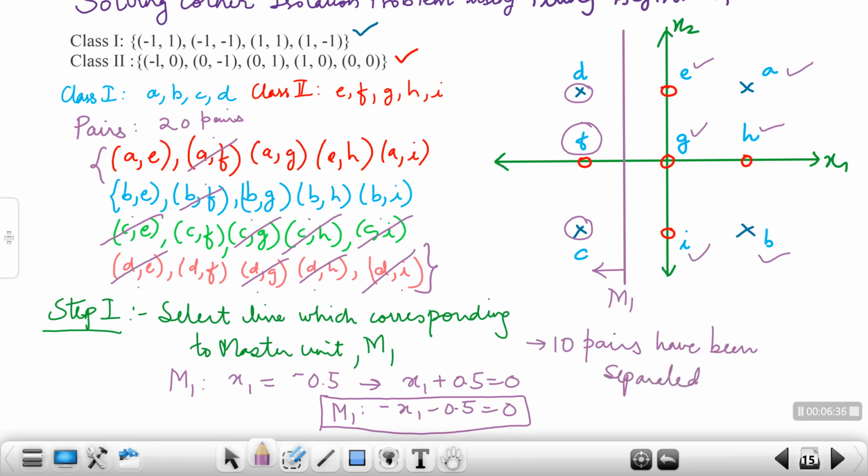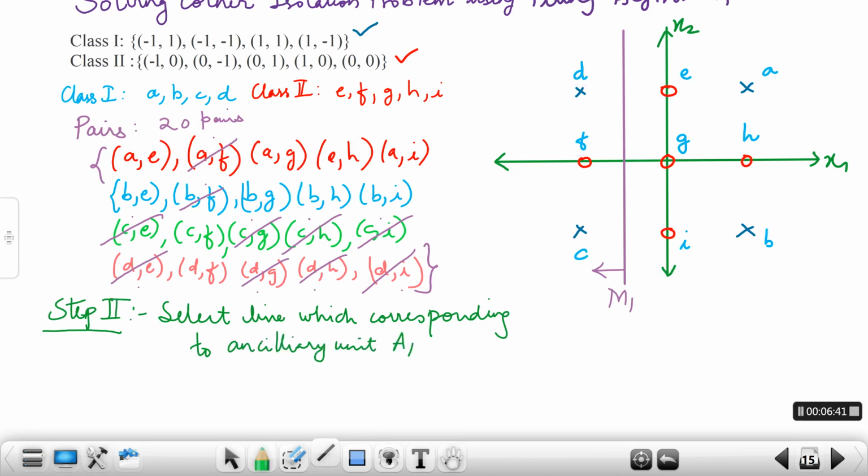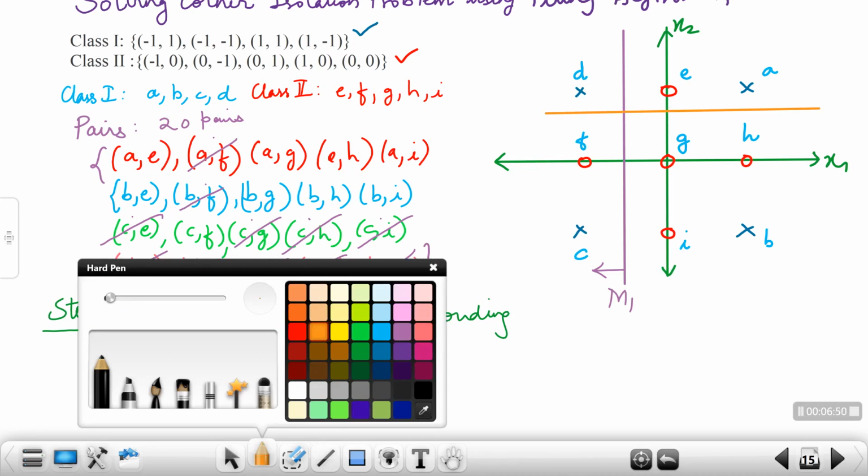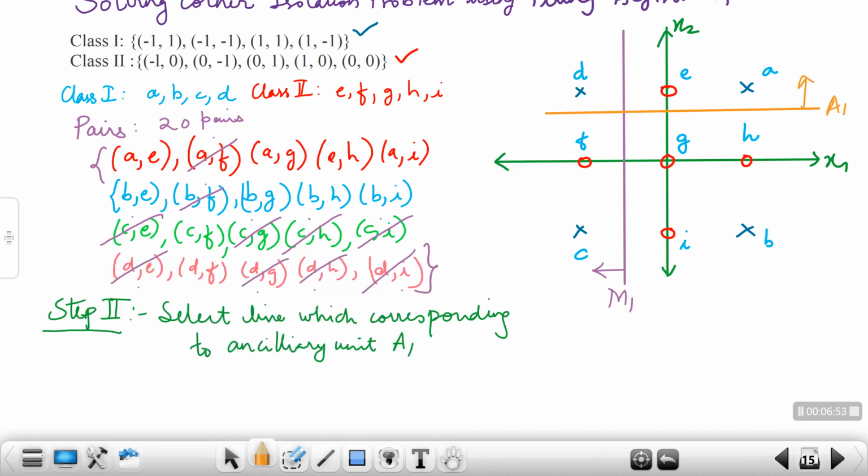Now we select the next line, and this next line will be corresponding to the ancillary unit A1. I select this A1 line here, somewhere here, and the direction is upward. So this line is A1. What is the equation of this particular line A1? The equation of A1 will be nothing but x2 is equal to 0.5. That means x2 minus 0.5 is equal to 0. Again the 0, 0 point is not lying in this positive region, so the equation is correct.